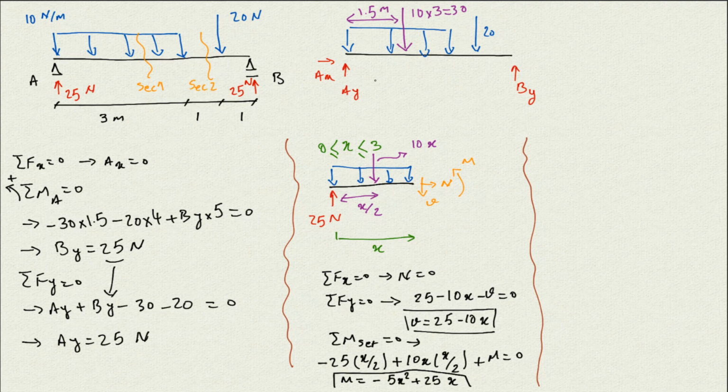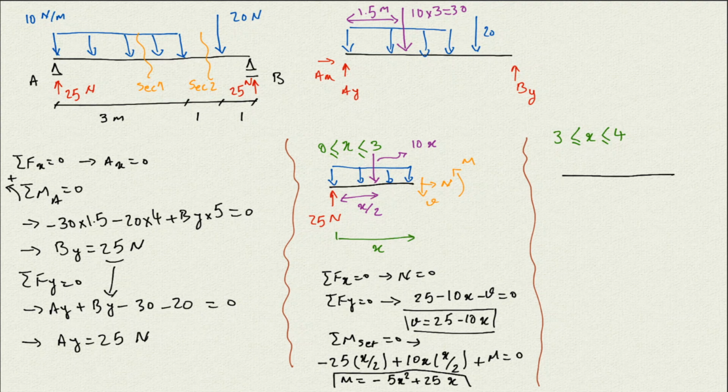That's the second section. So the x for that section starts right here at 3 and ends right here at 4. So x is going to be between 3 and 4. So for the first one it's 0 to 3, and for the second one 3 to 4. And if I draw the free body diagram of that, this is what we have.